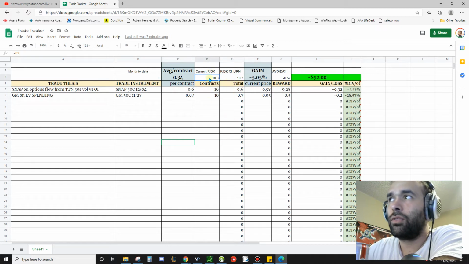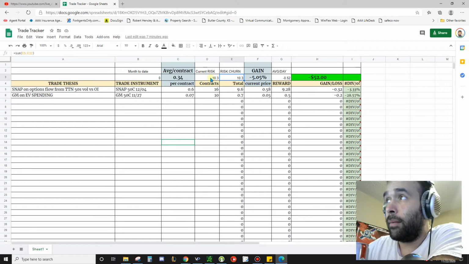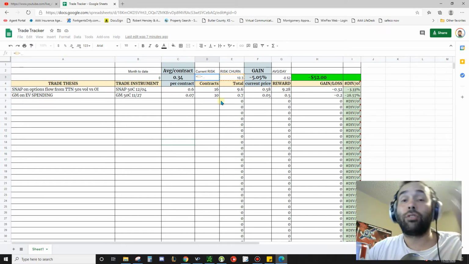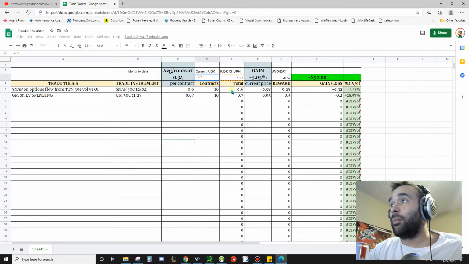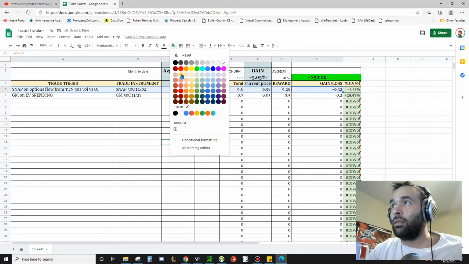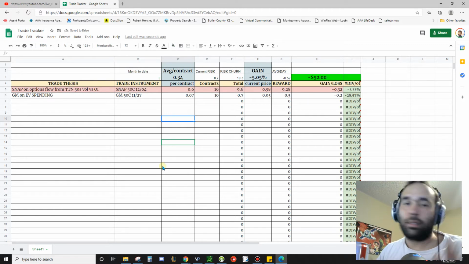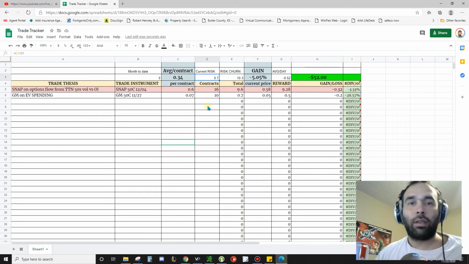Okay, and then I use the current risk. So current risk is just this cell here. And then as I close trades out, I just come in here, and it's going to be equals this cell, and then I subtract out that trade. So if I close SNAP, once I close it, I'll subtract it out, and I'm just going to make it red, so that way I know it's closed. I'm looking at the screen, I see that's closed, and then I see my current risk that's in the market right now.